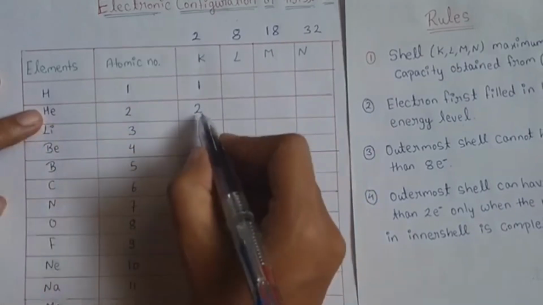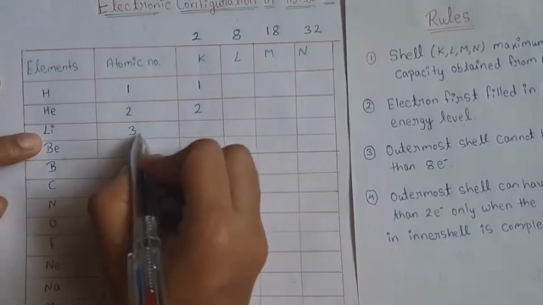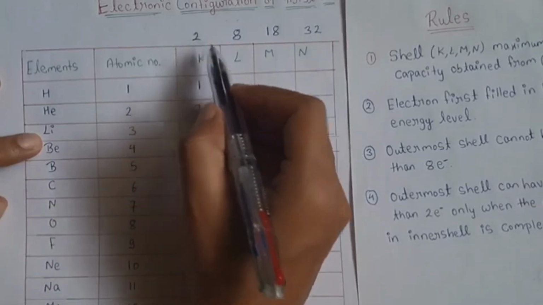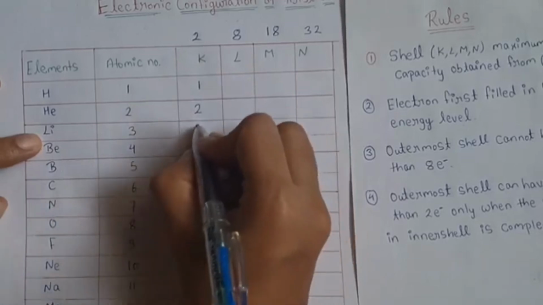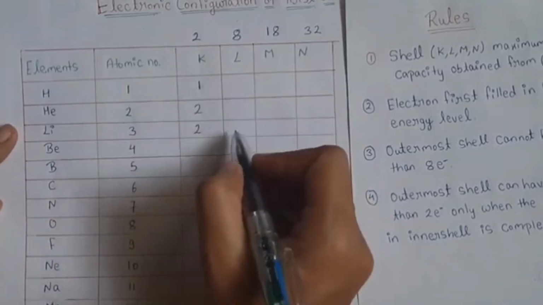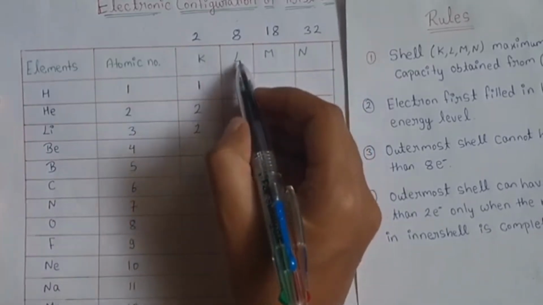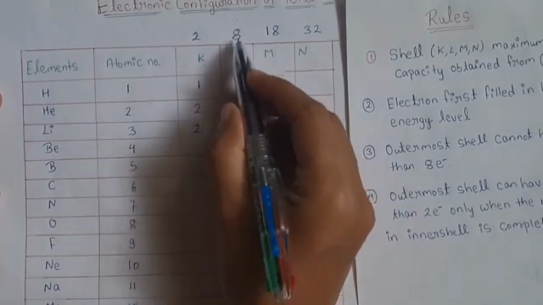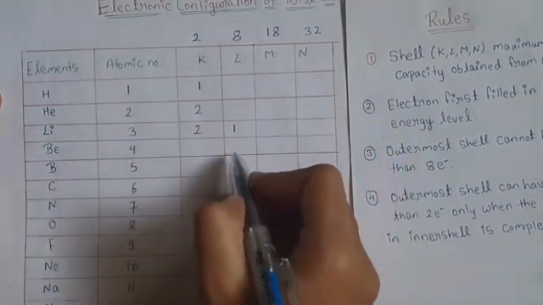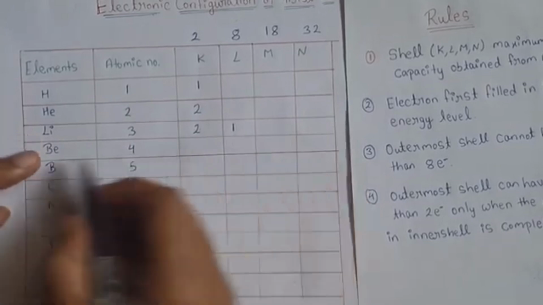That is helium, 2. Then next you can see lithium. Its atomic number is 3. In the K shell we can fill two electrons, but here we have 3. So we fill 2, and the one remaining we fill in the other shell, that is the L shell. The L shell has a maximum of 8 electrons that can be filled. That is the reason we are taking 2 in the K shell and 1 in the L shell. Lithium is 2 and 1.